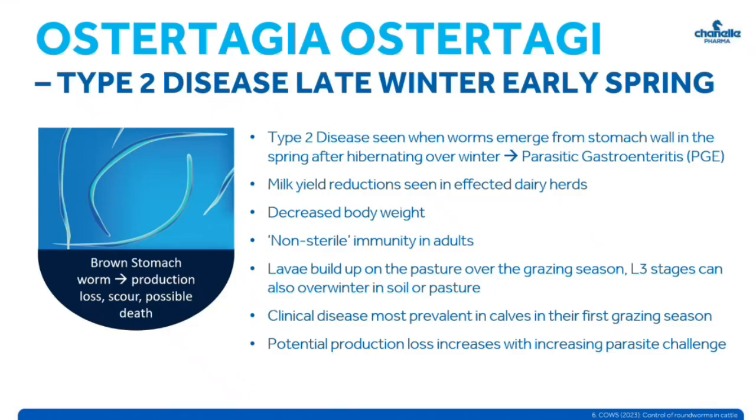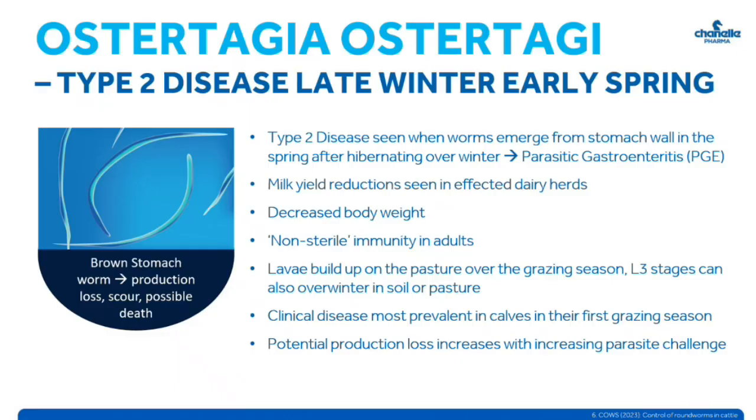Let's start by looking at Ostertagia, and in particular Ostertagia type 2 infection. What is Ostertagia type 2? Well, this is when larvae are ingested in the autumn and then go into stasis or hypobiosis in the stomach wall. From February to May, they then emerge from the stomach wall and cause parasitic gastroenteritis. And here we see weight loss, reduced weight gain, in older milking animals reduced milk yields, and often diarrhea, especially in younger animals. Worst case scenario in calves, we may see death.